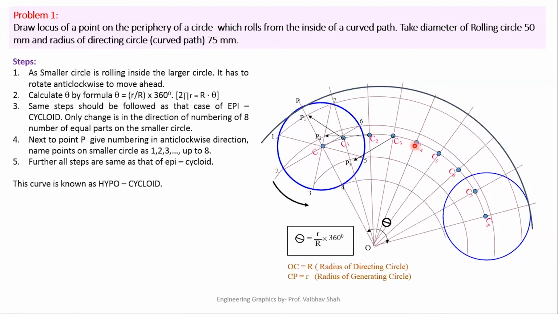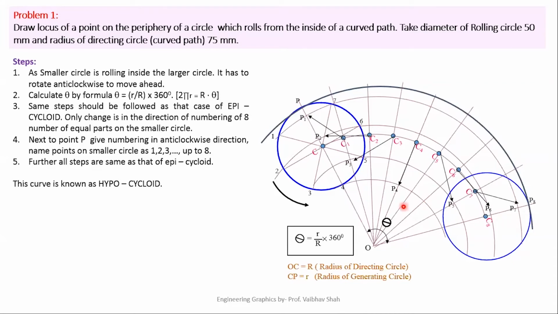Put your rounder at C4, try to cut this line of 4 and write down it as P4. Put your rounder at C5, try to cut the line of 5 and denote this point by P5. Put your rounder at C6, try to cut the line of 6 somewhere here and denote this point as P6. Put your rounder at C7, try to cut the line of 7 somewhere here and give the name as P7. And for the last point, put the rounder at C8 and try to cut the 8 number circular line and define this point 8.